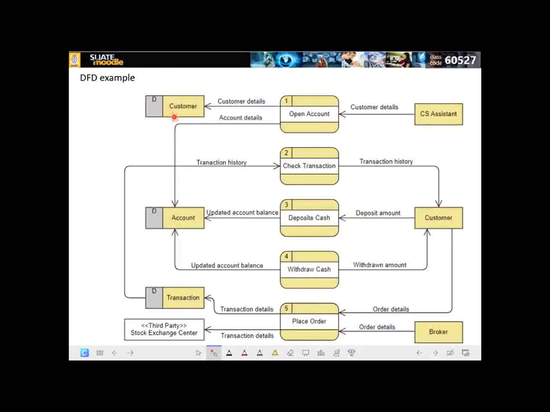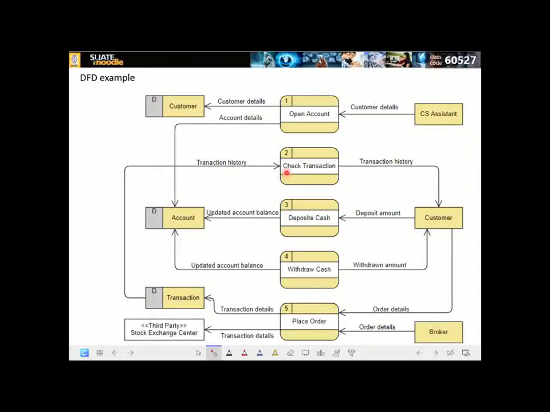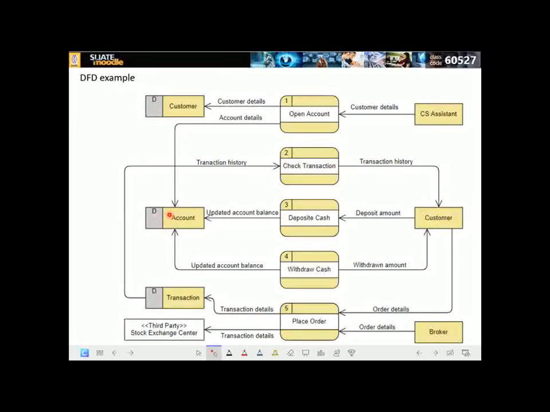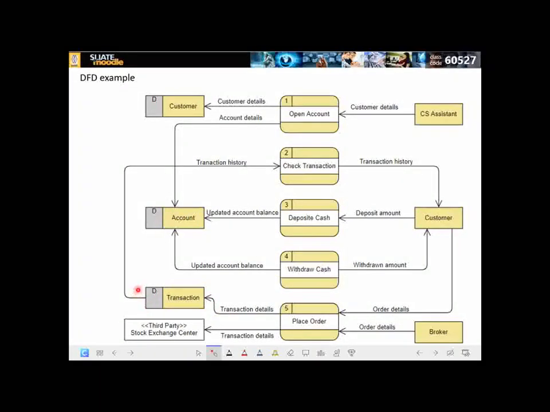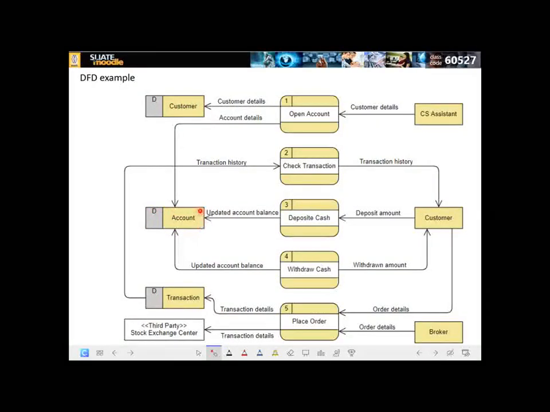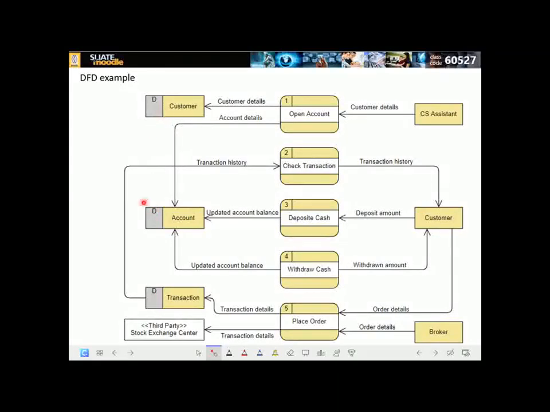I'll tell you, you don't need this in great detail, but basically these are the people involved with this system: CS assistant, customer, broker. The boxes are drawn like this, and drawn this way they are the places where files and data are saved. One is customer data; we are going to save this customer data. We also save the account data. This represents data storage. Then the transaction data. We are going to keep these three types of data in this system.